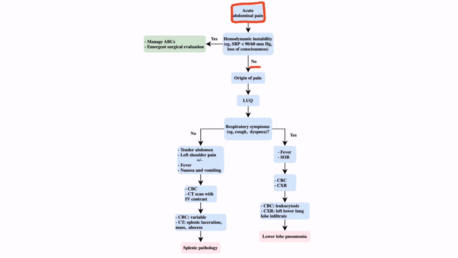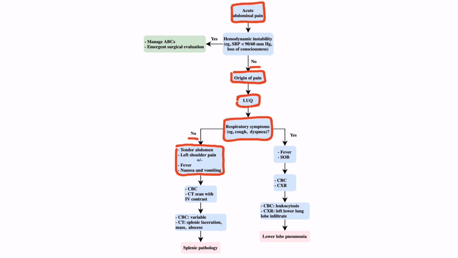Patients without hemodynamic instability give more time to finalize a diagnosis. Absence of respiratory symptoms such as cough and dyspnea can rule out a pulmonary pathology. A splenic pathology may have vague symptoms, but a tender abdomen associated with left shoulder pain are classic characteristics. Constitutional symptoms such as fever, nausea, and vomiting may be present as well.